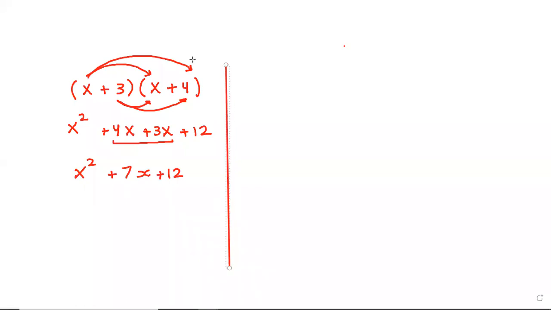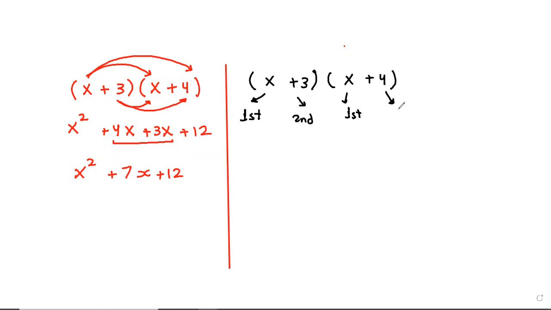And also we have another way, if you remember. x + 3 is an expression with two terms multiplied by x + 4. So in the first bracket, we have x and 3. x is the first term and 3 is the second term. Multiplied by x + 4: x is the first term in the second bracket and 4 is the second term.